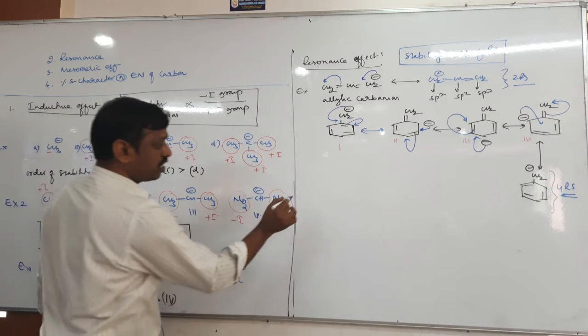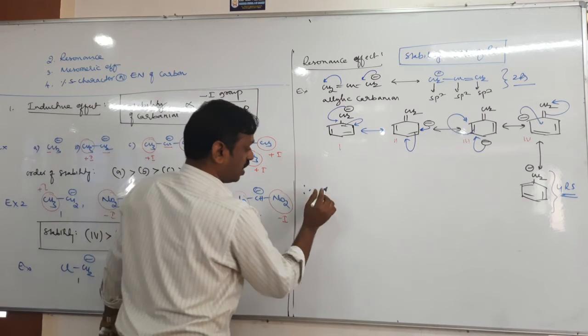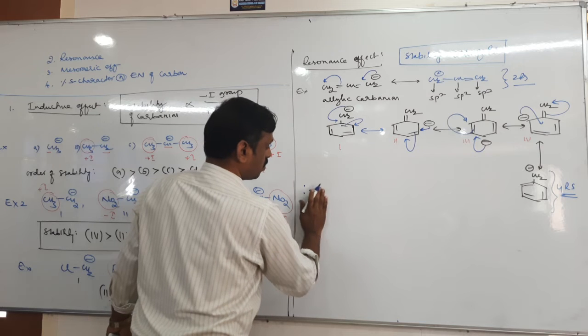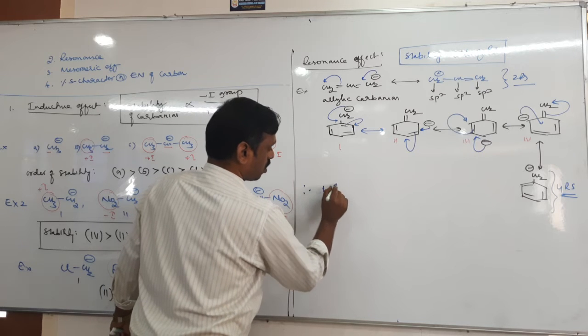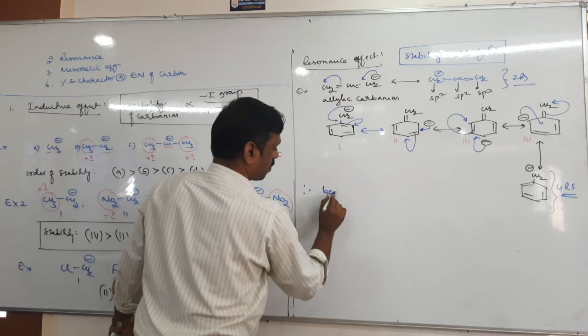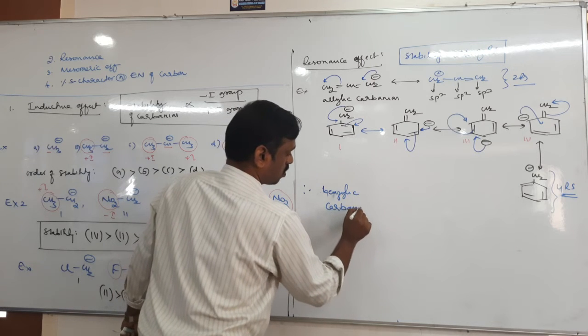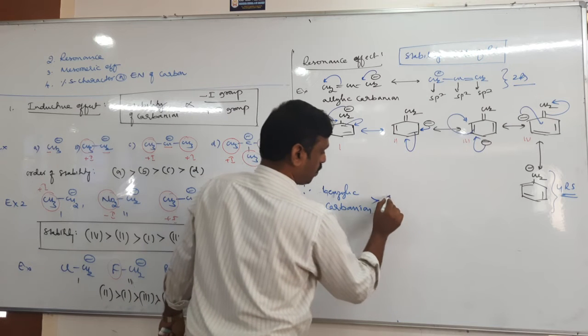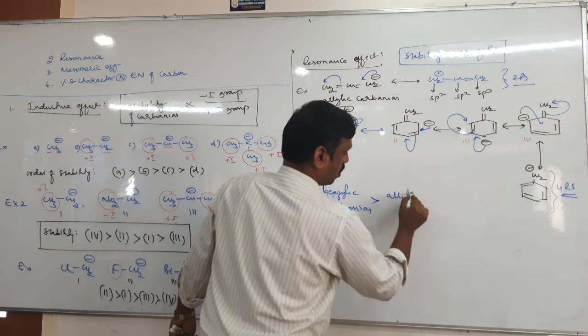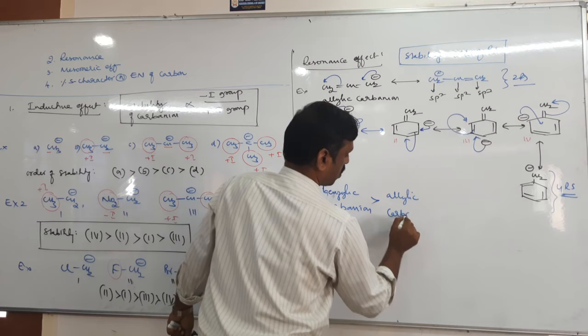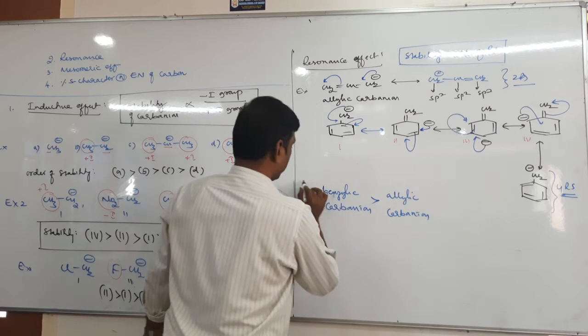Therefore, when you see the stability of allylic and benzylic, which is more stable? Benzylic carbanion is more stable compared to allylic carbanion.